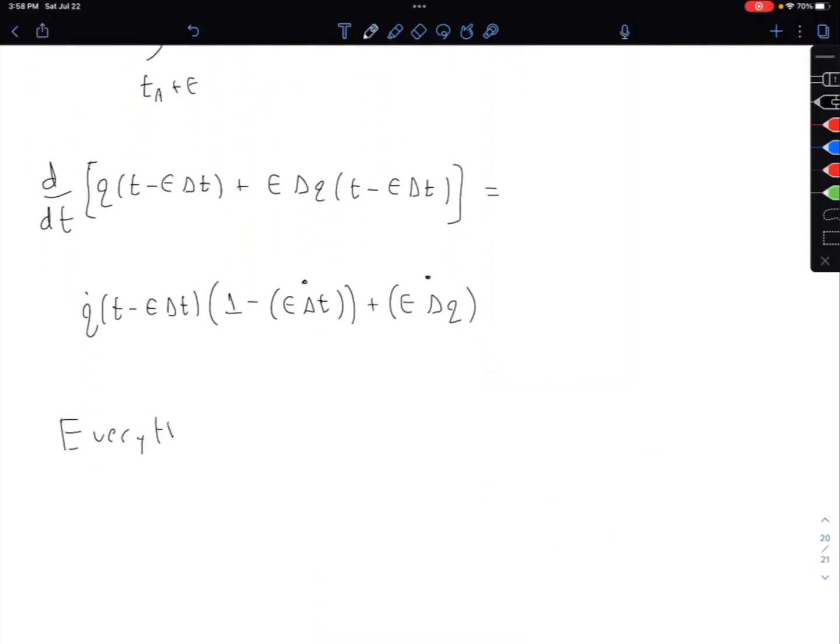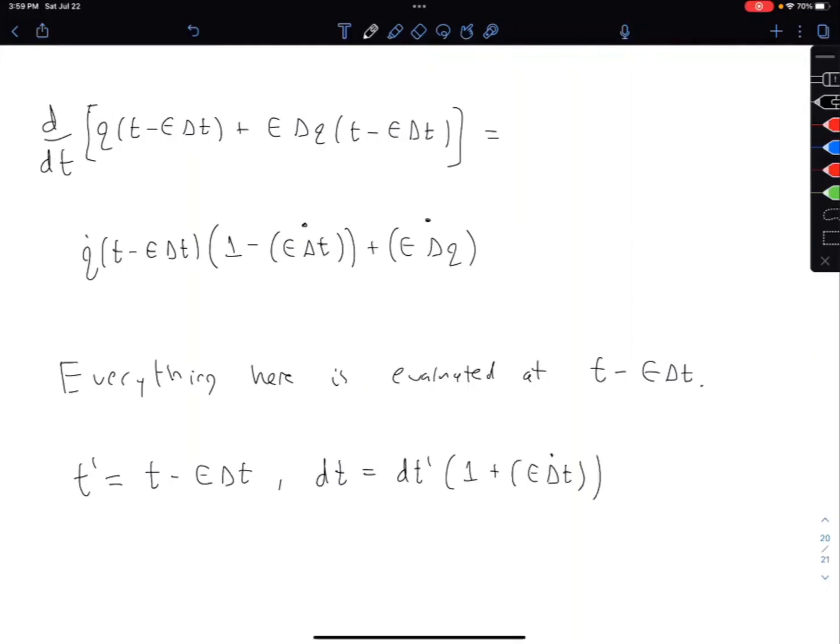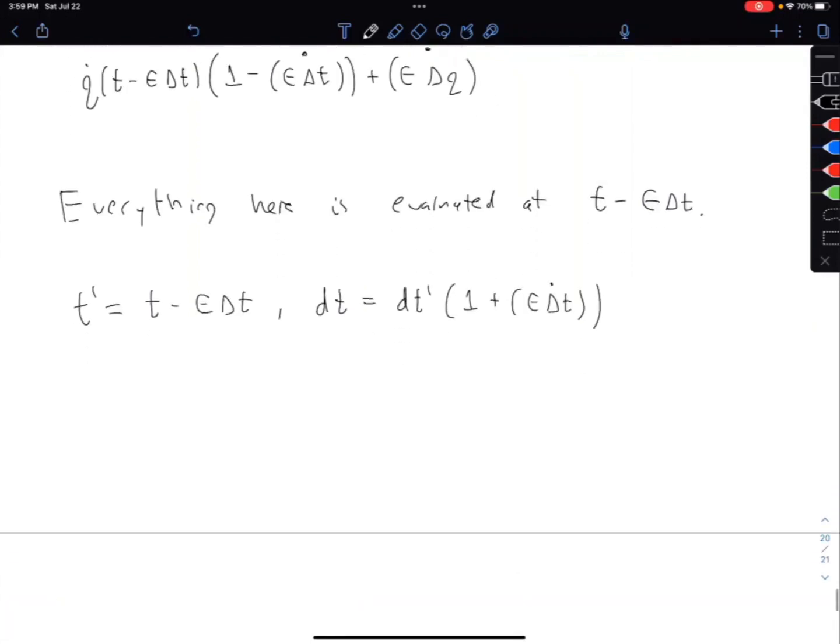Now everything here is evaluated at t minus epsilon delta t. So I'm going to do what I always do, which is change variables. t prime is going to be t minus epsilon delta t. dt will be equal to dt prime times 1 plus epsilon delta t dot. And then I'm ready to substitute everything.